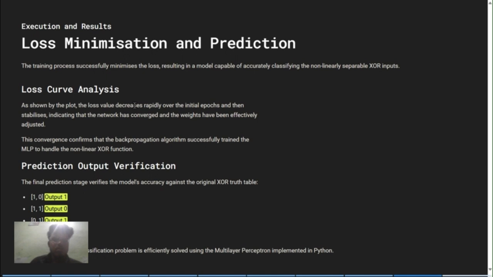These are the results. As shown by the plot, the loss value decreases rapidly over the initial epochs and then stabilizes. Prediction output verification: 1, comma 0, the output will be 1. 1, comma 1, the output will be 0. Same as the XOR gate.